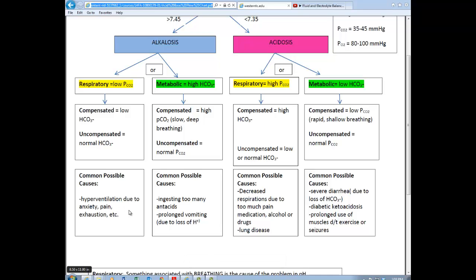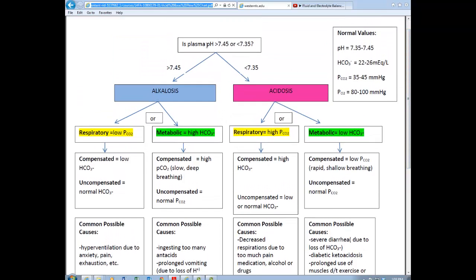You start at the top. First of all, I look at my plasma pH, and if it's higher than 7.45, then I go this way. I say that they have alkalosis. What type of alkalosis do they have? I look, is it respiratory or metabolic? I have to look at these values. Is the pCO2 low? If it is, then it's respiratory. Is the bicarbonate high? If it is, then it would be metabolic. So I can just go down the flow chart here and determine what might be the problem. We're going to be referencing this worksheet as we look at the case studies today.